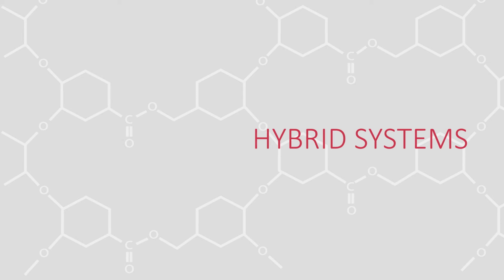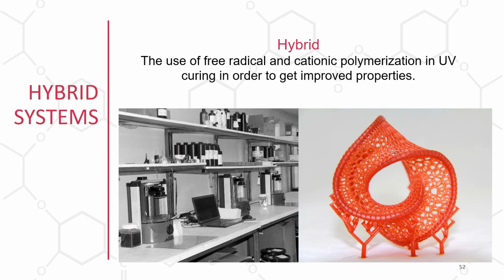I'd like to move from our overview of the materials and formulating strategies to an area of cationic curing which I find very exciting and also very useful from a practical sense, and that's hybrid systems. Hybrid systems is the name given to the use of free radical and cationic polymerization combined in UV curing in order to get improved properties. So as the name implies, you're using two different types of chemistries to get results or performance properties that you can't achieve with just one of those by themselves.